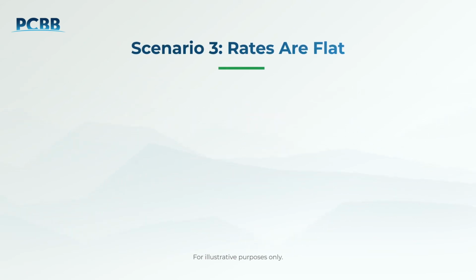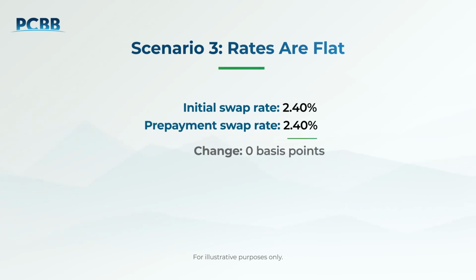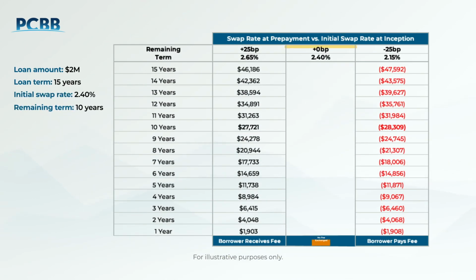In the third scenario, there is no change in rates with 10 years remaining. Since the prepayment swap rate equals the initial swap rate, there is no yield maintenance fee to pay or receive. When a yield maintenance prepayment fee is due, the amount will decrease as the remaining term decreases. You can see this change if you look down the columns of the table.